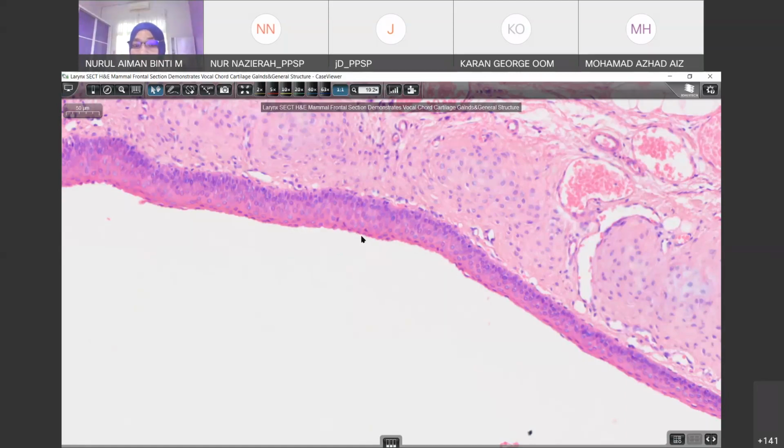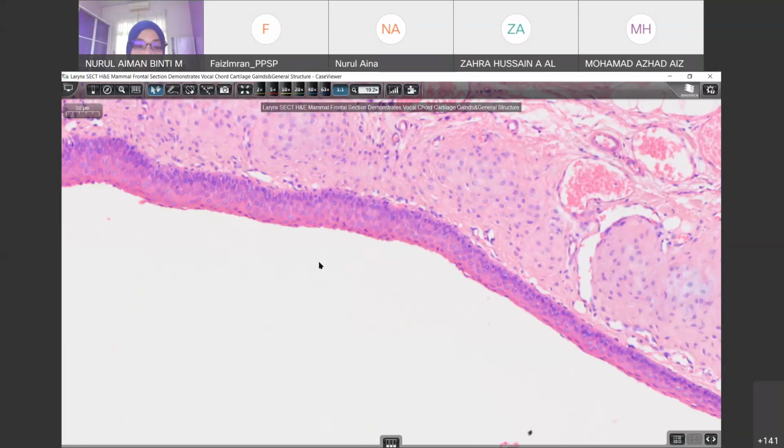Can you see any keratin? If you mention stratified squamous, you have to say whether it's keratinized or non-keratinized. So can you see any keratinization here? What are the characteristics of keratinization, students? No nuclei, no organelles. Yes, very good, no nuclei.